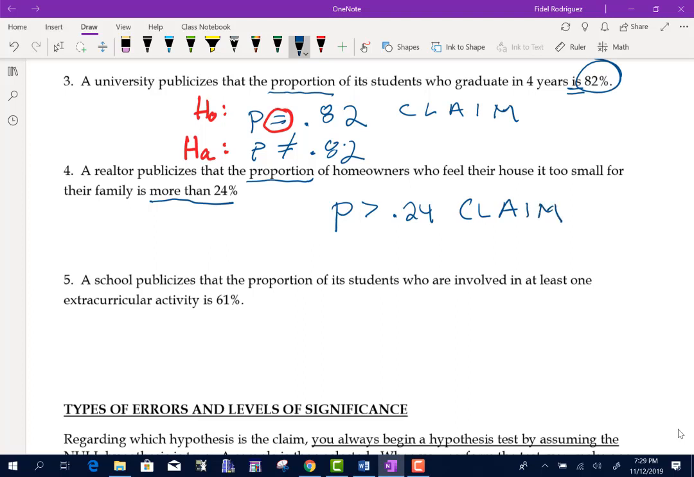Okay, so my question to you, what is the complement? What's the opposite of saying something is greater than 0.24? Very good, less than or equal to. So guys, a lot of times people just want to say less than, but it really is less than or equal to, right? Okay, then remember what we said? That as long as we have the equal to, that's going to be our H0, which we call the null hypothesis. And the other one will be the alternate, the HA.